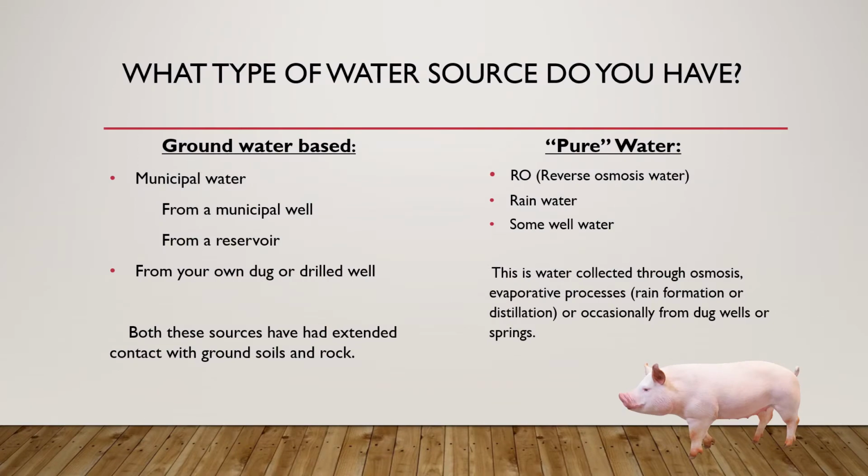Generally, we will have one of two types of water available to us. The first being what we'll call ground-based water. That's water from a municipal well or reservoir, or water from our own dug or drilled well. The second type of water is what we'll call pure water. That's water from an RO or reverse osmosis process, distilled water, rainwater, and some very pure water from certain wells and springs.